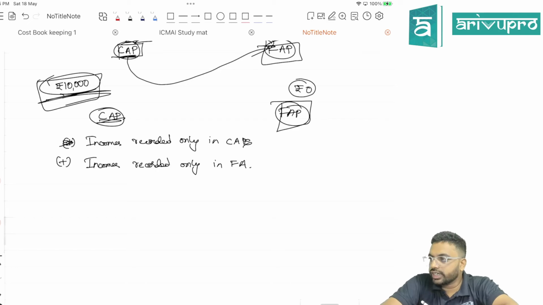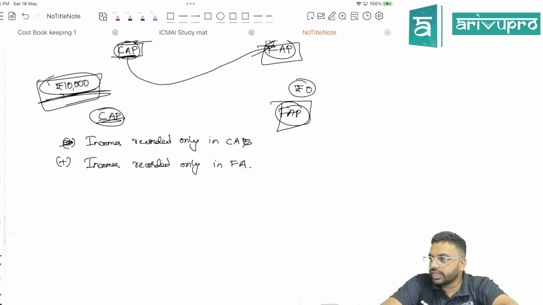Certain expenses we showed in cost accounting, but not in financial accounting. Let's say left is cost, right is finance. Whenever we showed expense in cost accounting, profit fell. Did financial profit fall? Of course no. Why, sir? Because in financial accounting, we didn't consider that expense. So what should we do, sir? Should I reduce the financial profit?